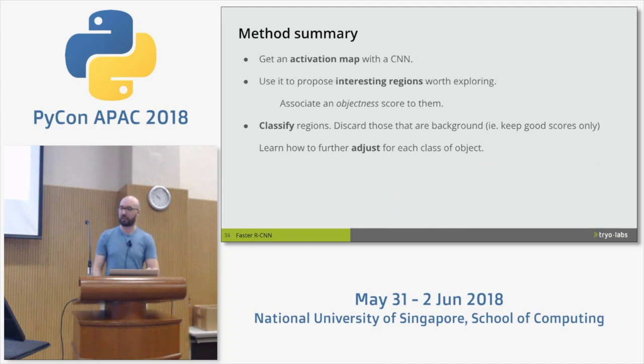So in summary, for Faster R-CNN, first we get an activation map. We use the activation map to propose interesting regions. We associate an objectness score to each of the regions, so we keep those that are more likely to be an object. We limit that to 200, 500, 1,000, depending on your problem. Then we classify these regions, discard those that are background, and learn how to adjust the ones that are not. This is how Faster R-CNN works.